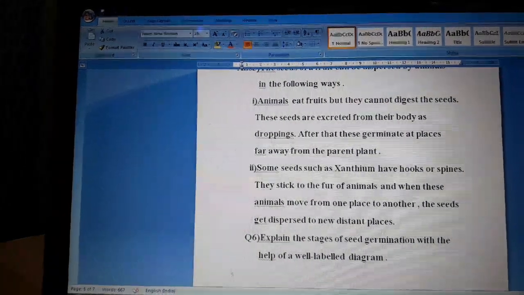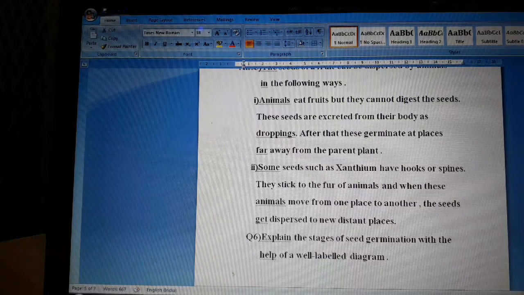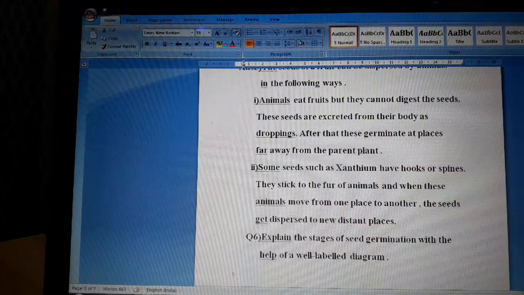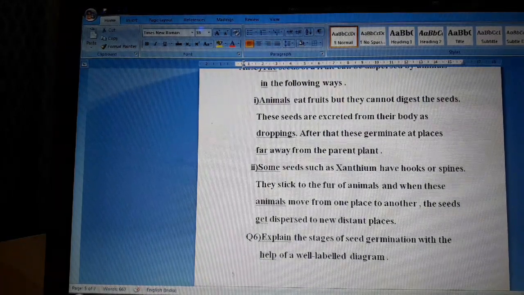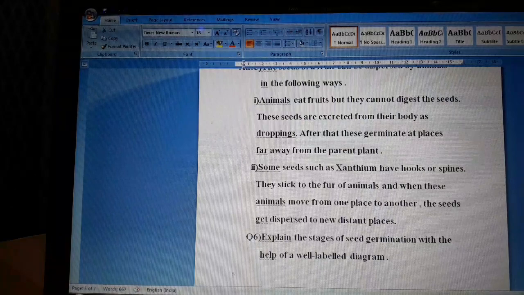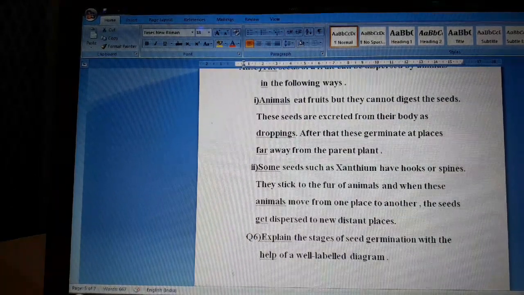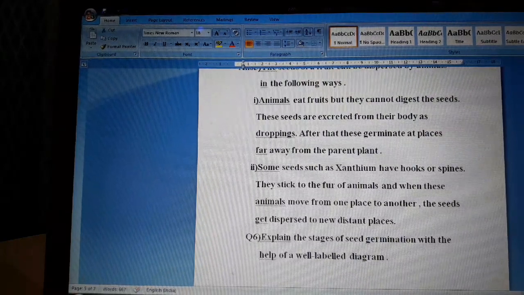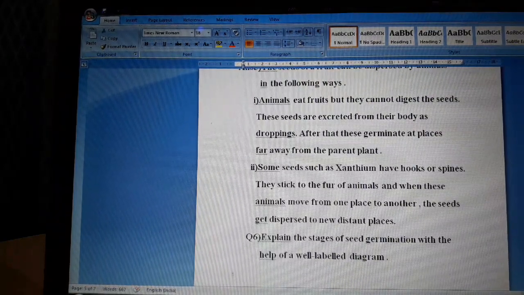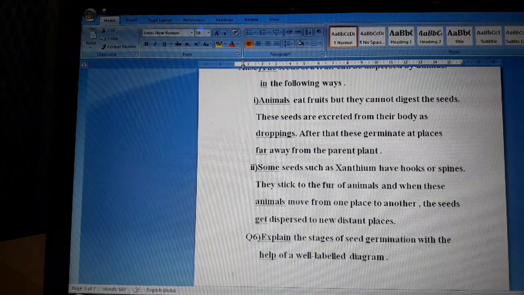I told you animals, they eat the fruits. Suppose an animal has consumed a mango fruit. It has eaten the flesh, but the seed is not digested. It drops as droppings. And I told you the animals, they don't stay in one place, they move from one place to another. Suppose it goes to another place and the droppings fall on the soil, and from the seed of that mango, a new plant will arise.